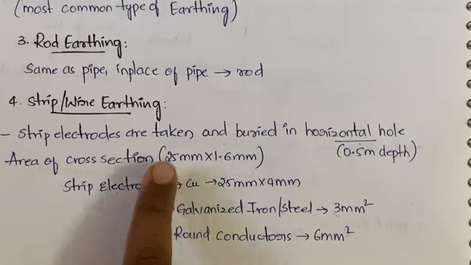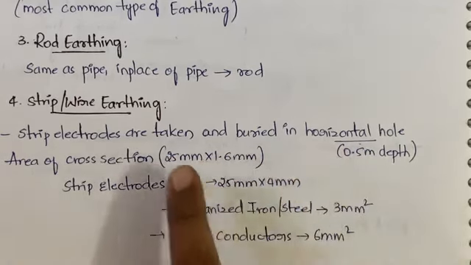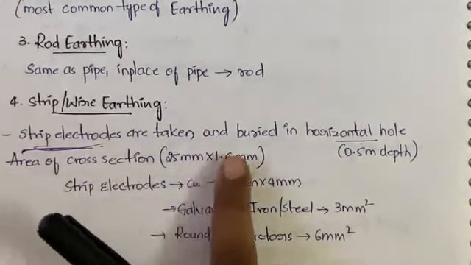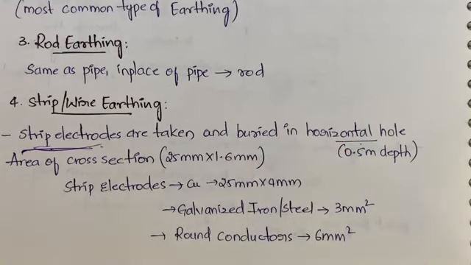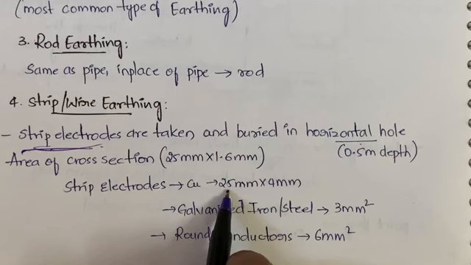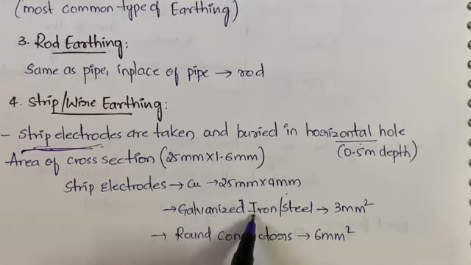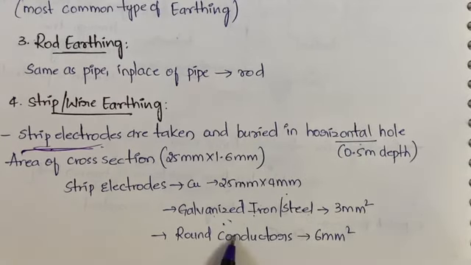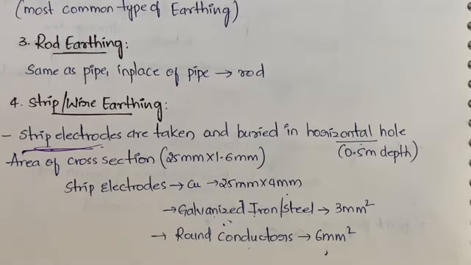Next, the area of cross section of these strip electrodes has to be 25 mm by 1.6 mm. If you are taking copper strip electrodes, then the area of cross section should be 25 mm by 4 mm. If the strip electrodes are made of galvanized iron or steel, it has to be 3 mm square, and if you are taking round conductors, it has to be 6 mm square. Simple. You take those strip electrodes and put them in the horizontal hole, and they will provide the earthing and the protection.